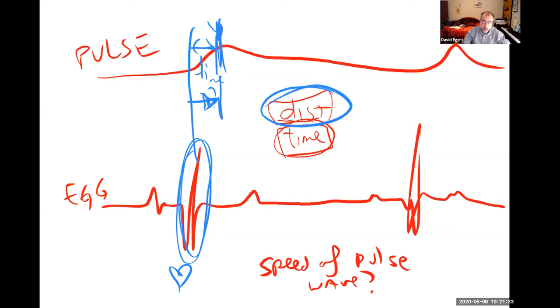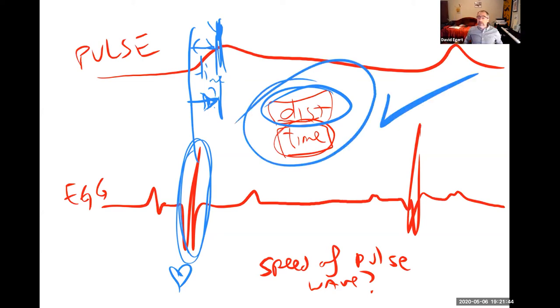How far did it go? We used the tape measure. We could actually just measure from Tina's heart to the tip of her finger. And then you calculate it and you get a value. So it's worth remembering what we did there.